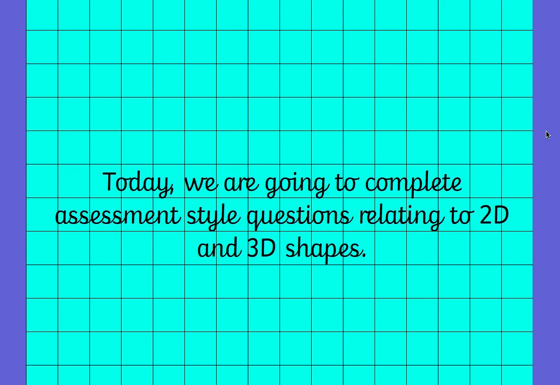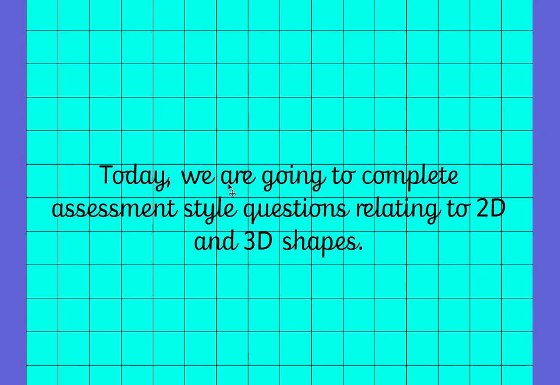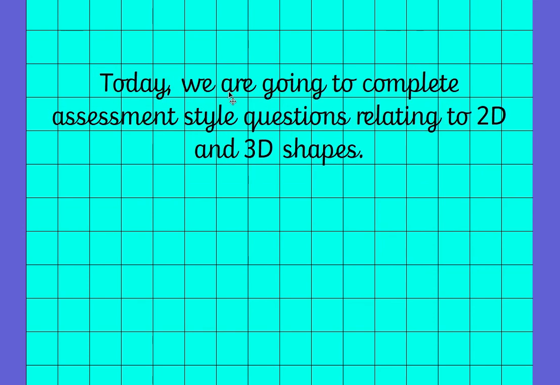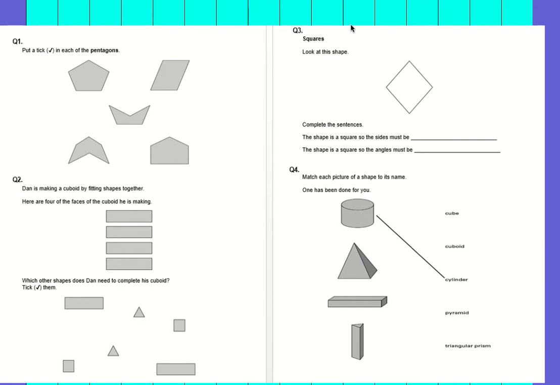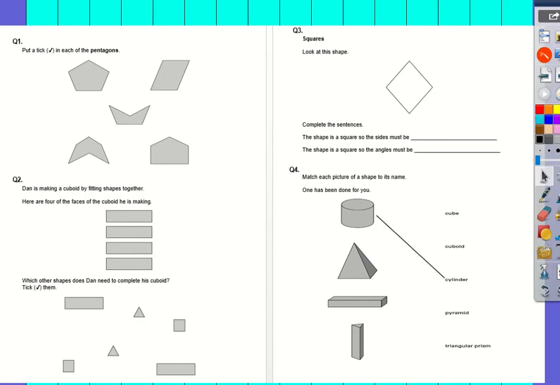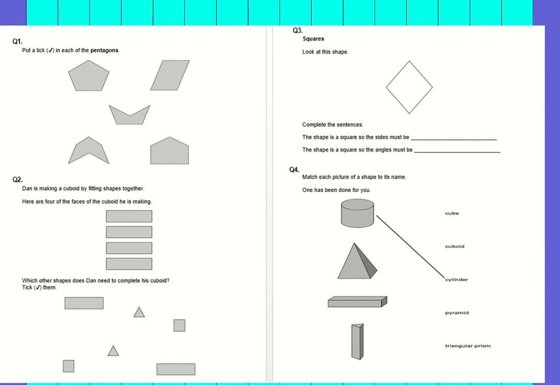So these are our assessment style questions, a little bit like when we do our NFA style tests. So we've got some of those to go through. I will read the questions to you now. Feel free to pause the video when you need to. So question number 1 says, put a tick in each of the pentagons. Please note that it says pentagons. That means there's going to be more than one.